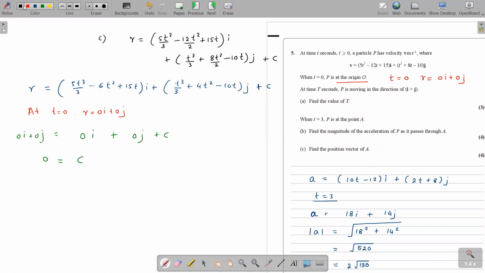So that means I can now write my position vector R equals 5t cube over 3 minus 6t square plus 15t i plus t cube over 3 plus 4t square minus 10t j. So c value is 0. Now what do we do to find the position vector? Now this is my position vector equation. Replace the t value with 3. So replacing t with 3 gives me R equals 5 times 3 to the power 3 over 3.